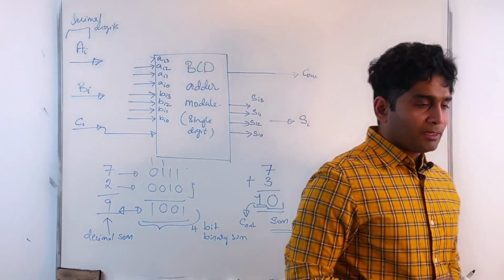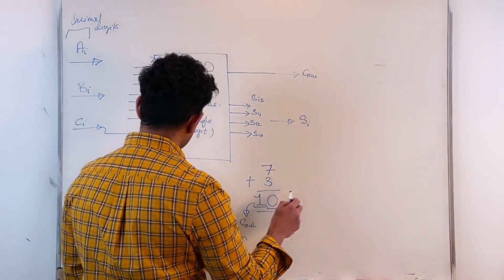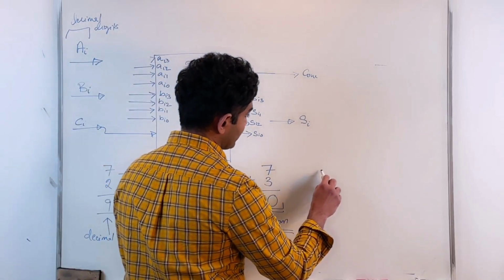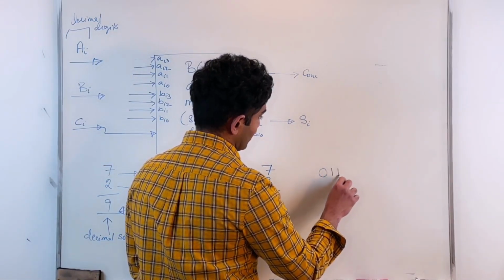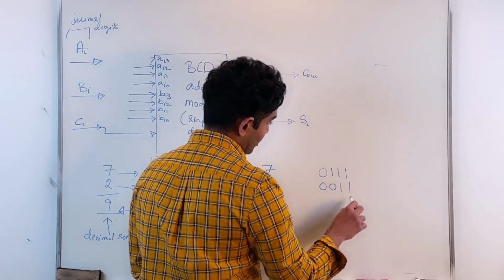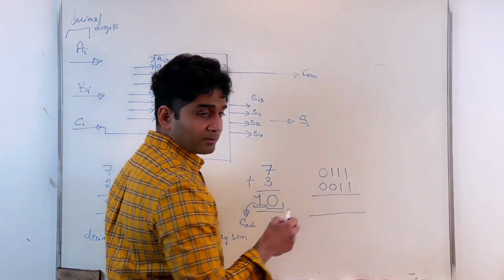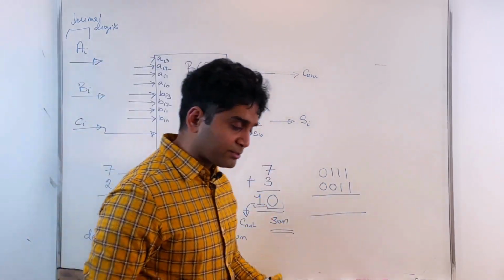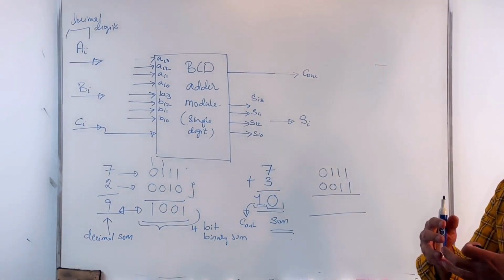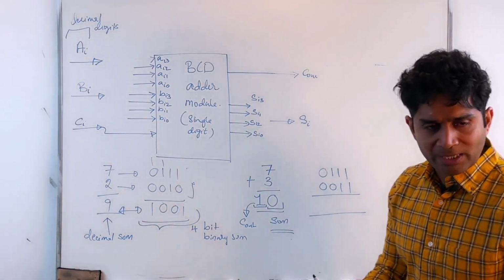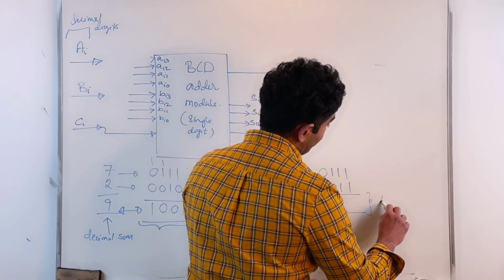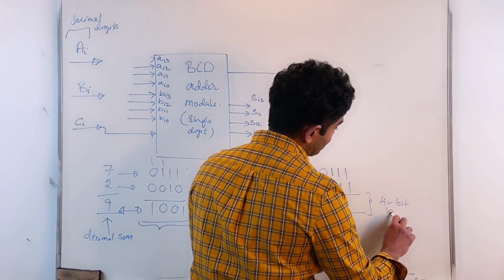Okay. Now, if I do this corresponding operation using a 4-bit binary adder, what am I going to get? So again, 7 will be encoded as 0111, and 3 would be encoded as 0011. I add them together. When I apply these as inputs to a 4-bit binary adder, it would assume that these are binary digits, add them, and give you the answer. So whatever sum I get here is the 4-bit binary sum.